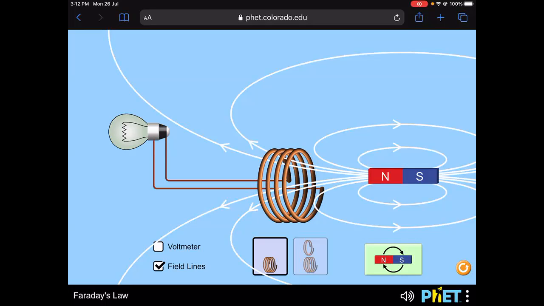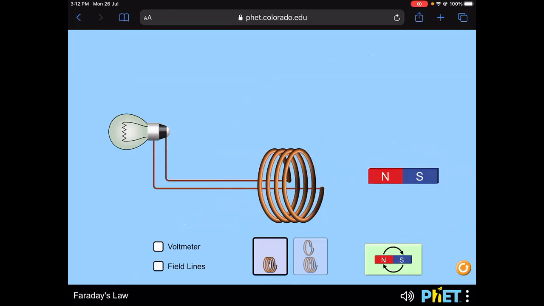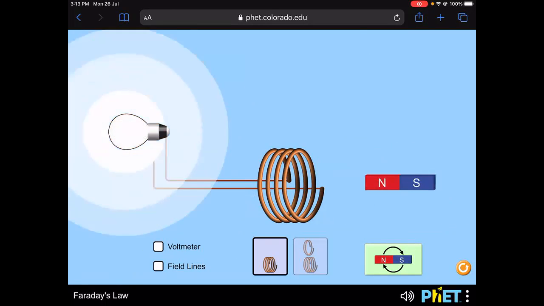Now see, I'll switch off the field lines. Now this magnet is stationary and the coil is also stationary. The question is, when will this bulb glow? We know that any electrical device can glow or generate power only when there is a current flowing through it. Am I right? But if you observe, there is no current flowing through the coil. The magnet is also in a fixed position. Now, if I take this magnet and move it like this, see what is going to happen.